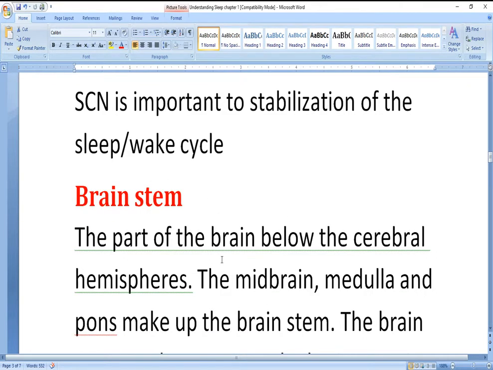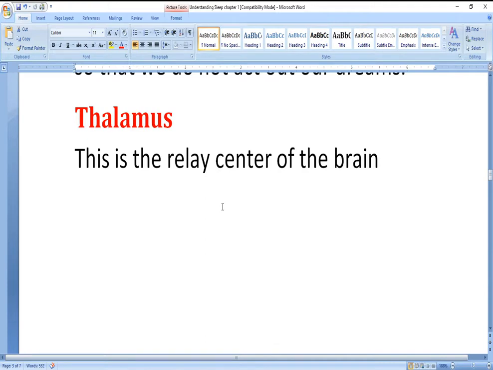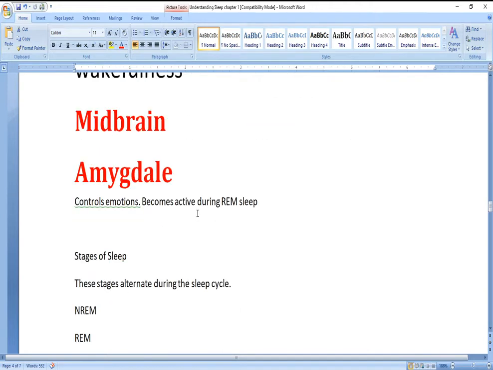Your brain stem is that part of the brain that is holding up those cerebral hemispheres. And this is like the workhorse of the brain. All kinds of nuclei and nerve tracts travel down through the brain stem and travel up through the brain stem to reach the cerebral hemispheres. The thalamus is called the relay center of the brain. It sits smack dab in the middle of the brain stem, the upper part, and it controls deep sleep and the wave formations that come during sleep related to slow wave sleep. The basal forebrain is located in the front of the brain, and it's at the bottom part, and it's responsible for sleep and wakefulness. You have your midbrain and the amygdala.